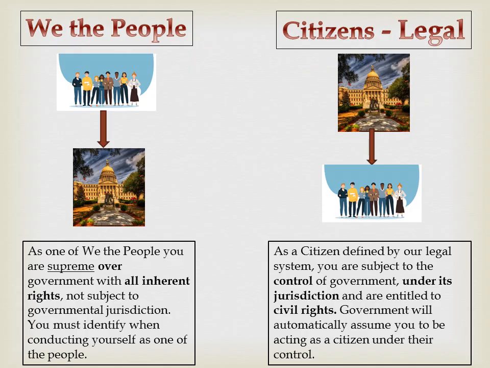As one of we the people, you are supreme over government with all inherent rights, not subject to governmental jurisdiction. You must identify when conducting yourself as one of the people. As a citizen, defined by our legal system, you are subject to the control of government under its jurisdiction and are entitled to civil rights. Government will automatically assume you to be acting as a citizen under their control.